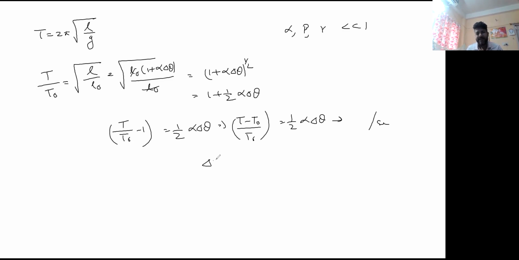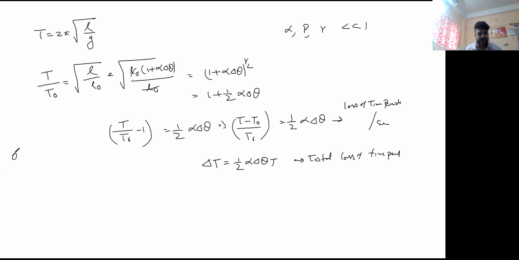और अगर हमें del T चाहिए, that is time loss or gain overall, that is half alpha del theta into T. Okay. Total loss of time period ये है, loss of time period per second और ये है total loss of time period. ठीक है, एक छोटा सा क्वेश्चन है.